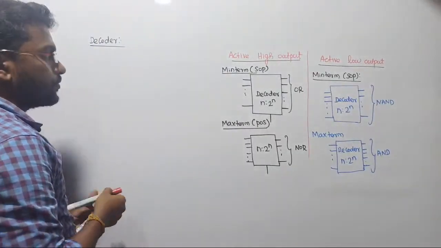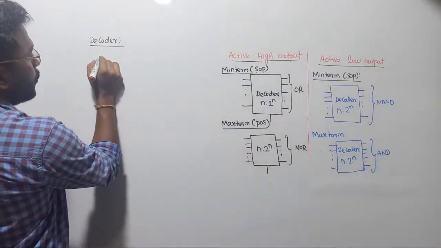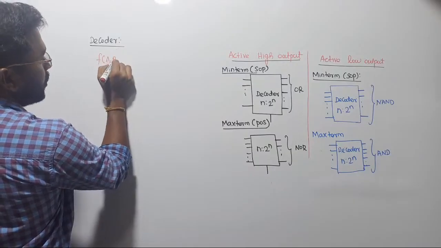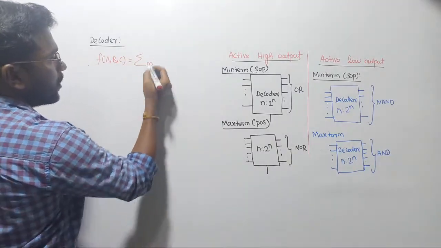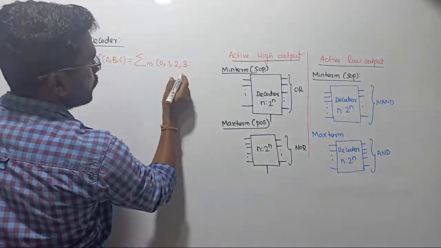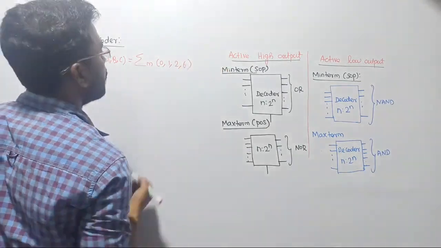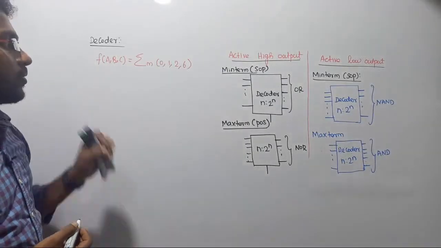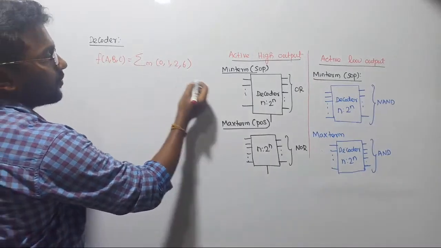Now some function will be given to you, the Boolean function f of a, b, c, which is equal to summation of min terms, let us consider 0, 1, 2, 3, okay, let me consider some other value, 6. That should be fine for us. It clearly denotes how many variables we are going to consider? 3 variables, right? And the min terms. Now you are requested to implement the circuit with the help of what?